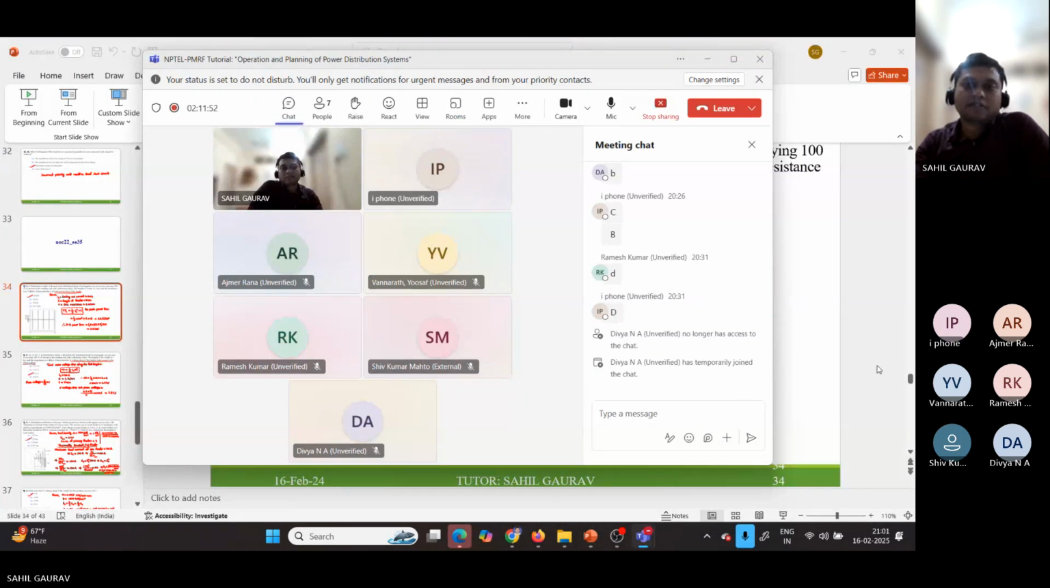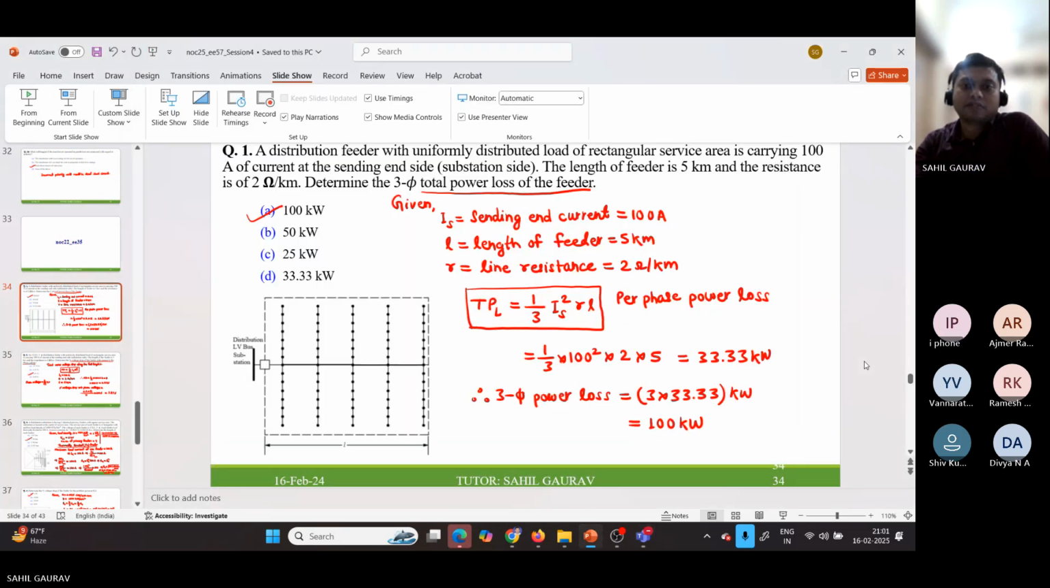It is 8L/15. So effective length is very important. If you know the effective length, then you can easily write the expression of voltage drop and total power loss.